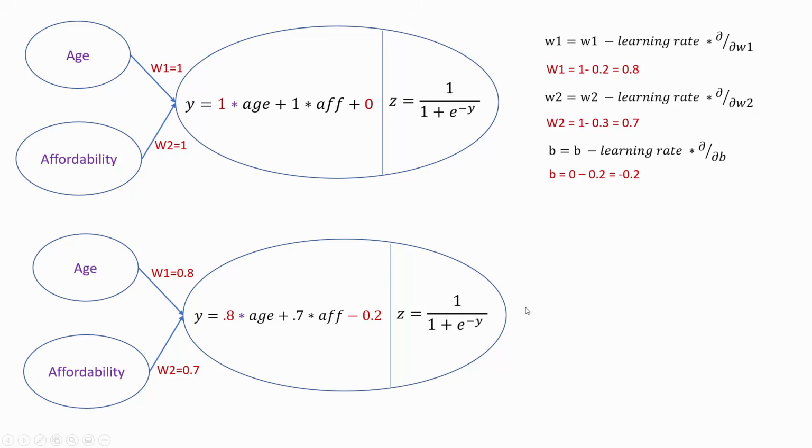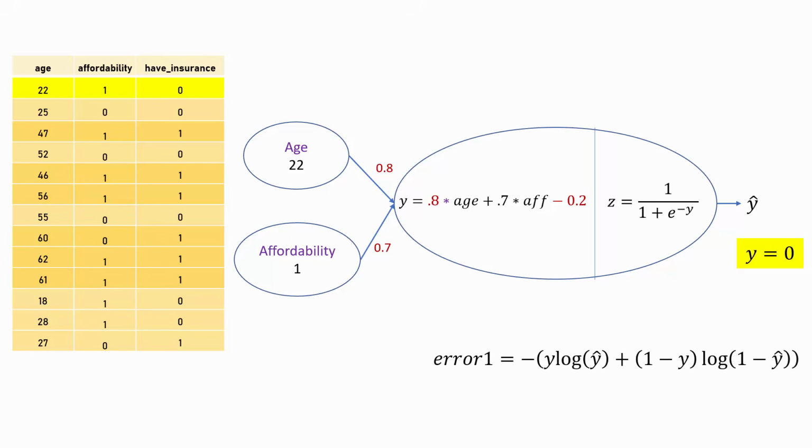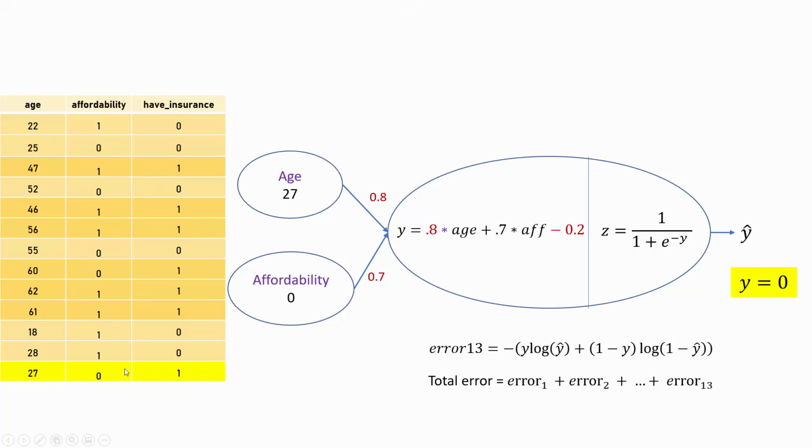Now you repeat. Once you got this new weight, you again feed your entire training set to your neural network, and you do a forward pass. So you first feed the first sample, you find out the y hat and y, then you calculate error number 1, then you feed the second sample, third sample, until the 13th sample, and then you find the total error. So this is the end of second epoch.